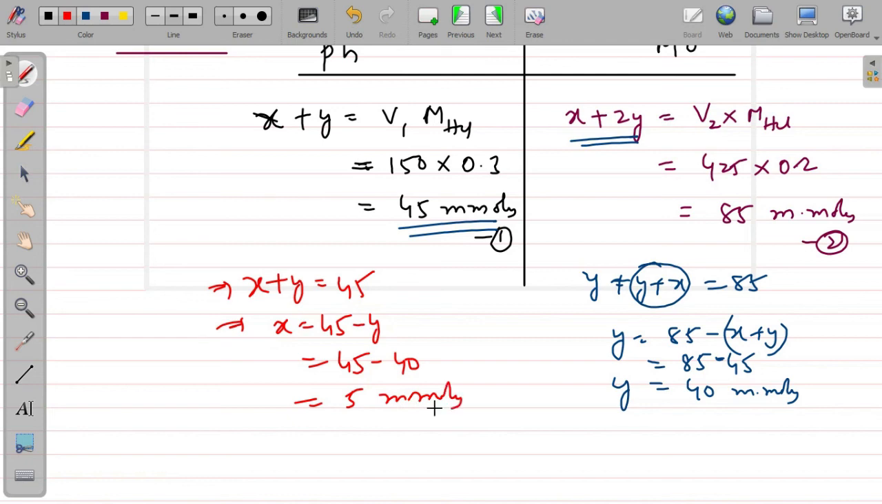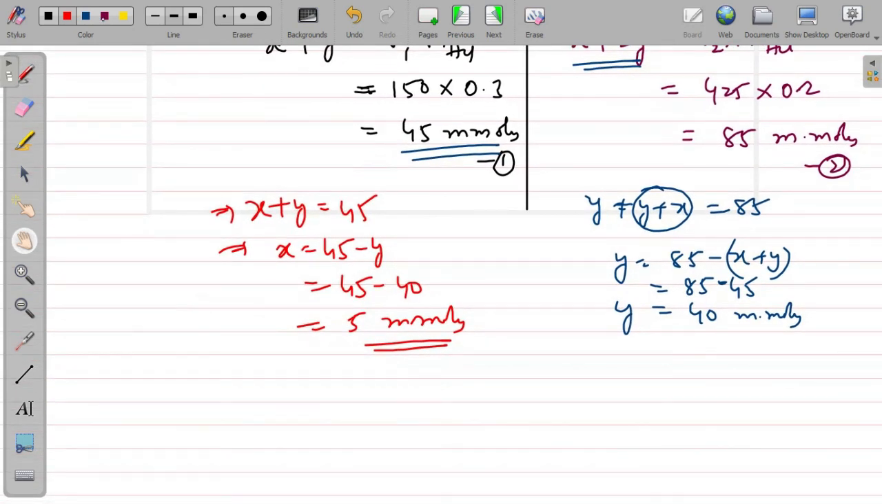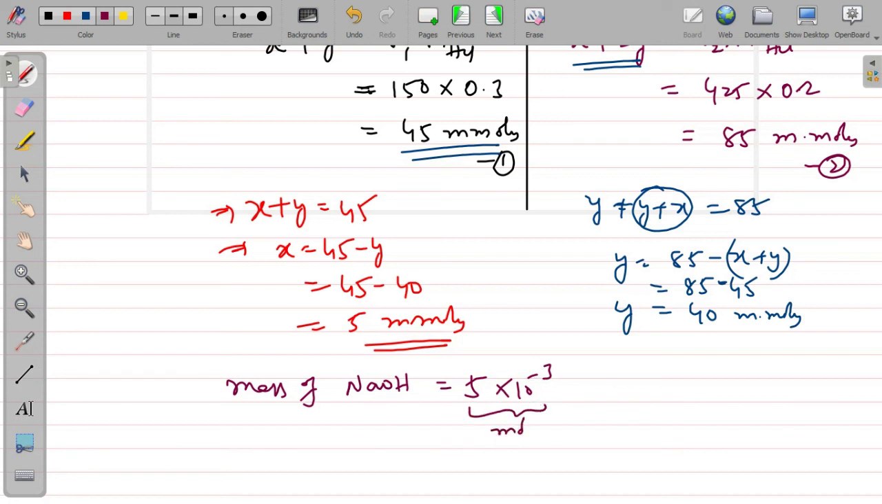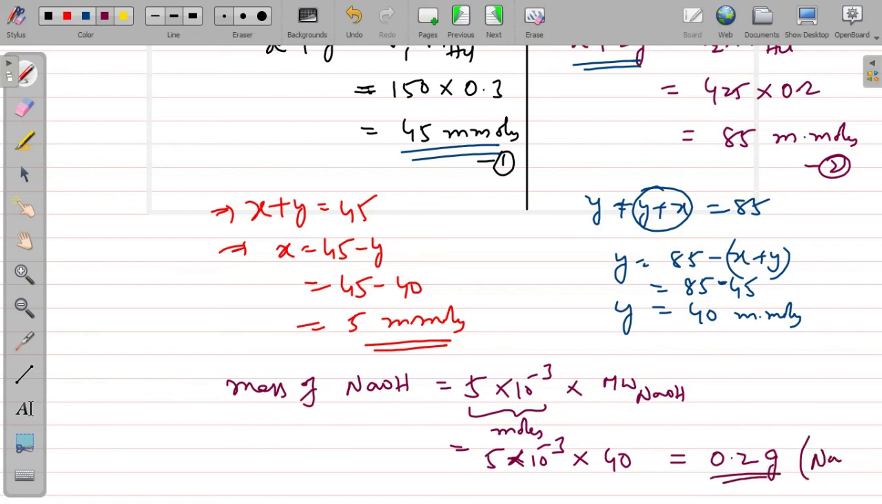Now once I know X is 5 millimoles, let's calculate its mass. So mass of NaOH will be 5 into 10 power minus 3, this is the moles, into molecular weight of NaOH, which is 40, and from this you will get 0.2 grams. This is the NaOH. So that is how you have to calculate in this double titration process.